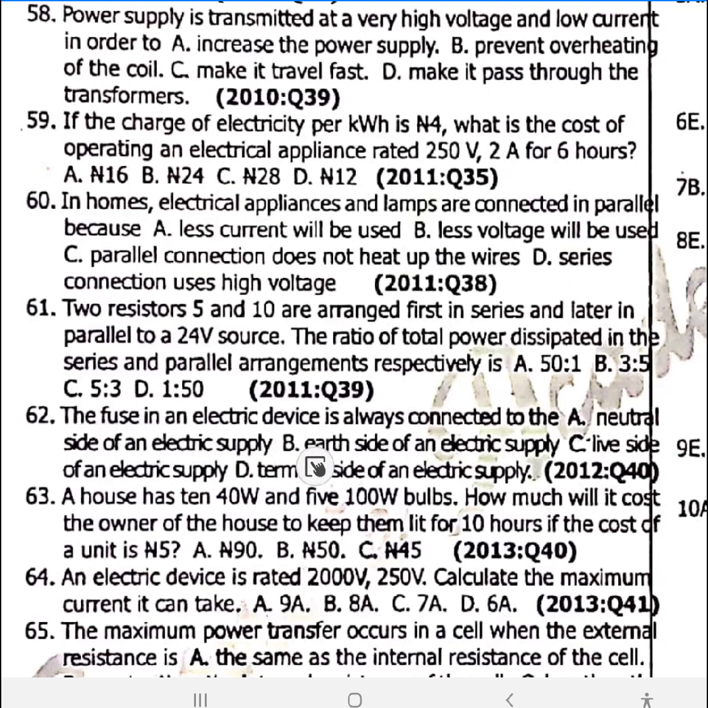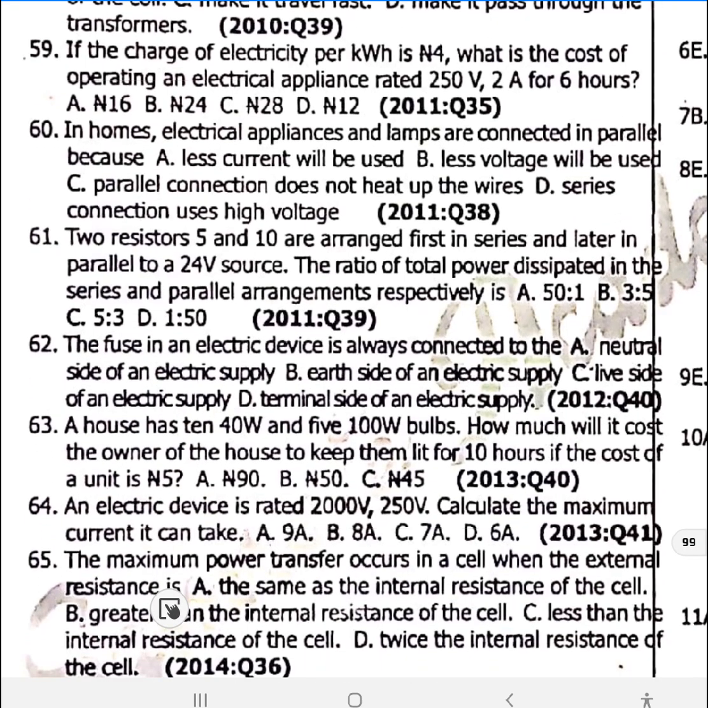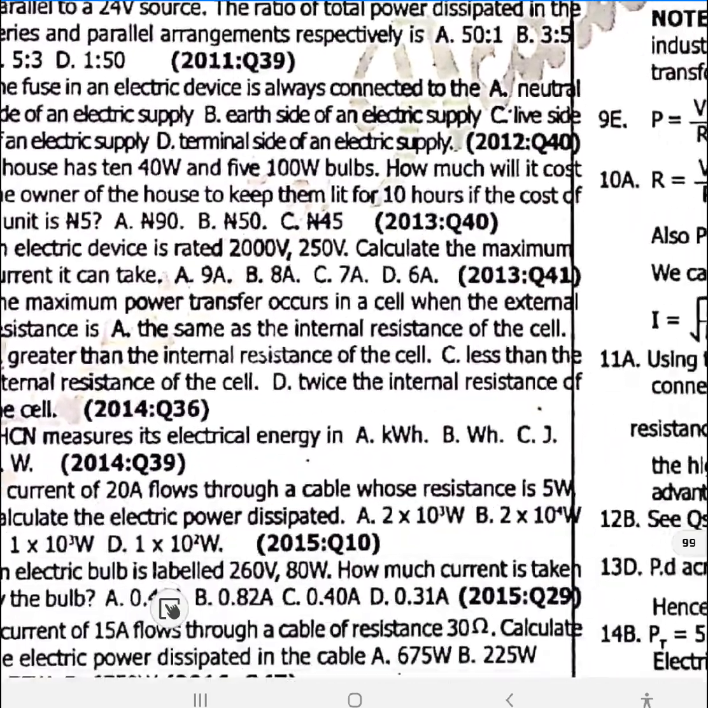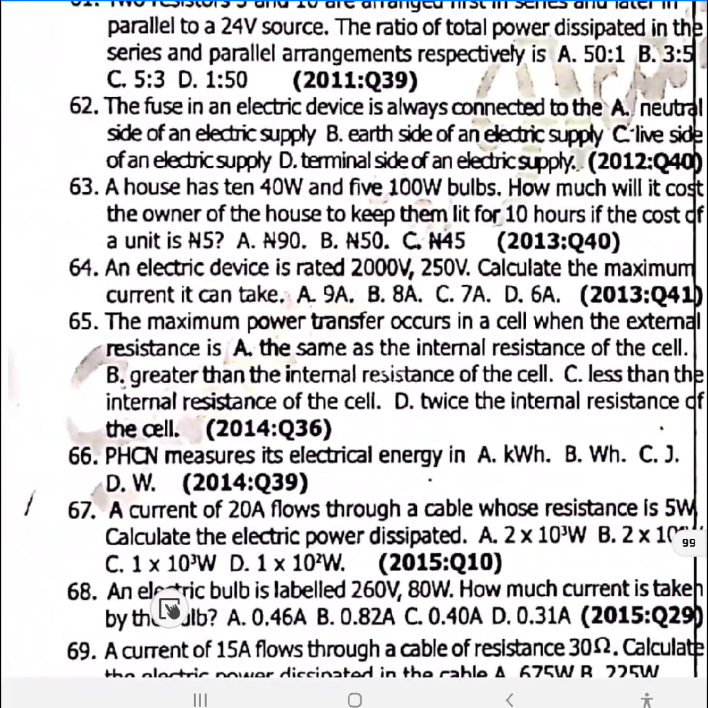The fuse in an electrical device is always connected to the live side of an electrical supply. Option C. The maximum power transfer occurs in a cell when the external resistance is twice the internal resistance of the cell.